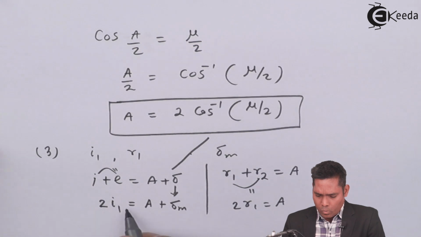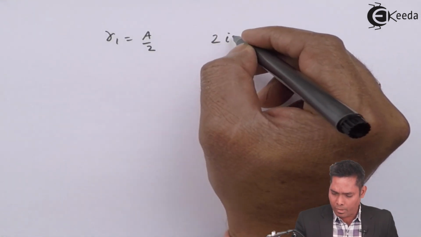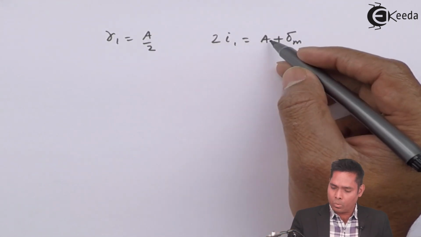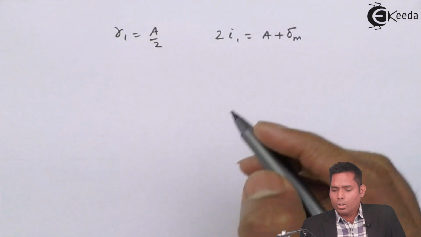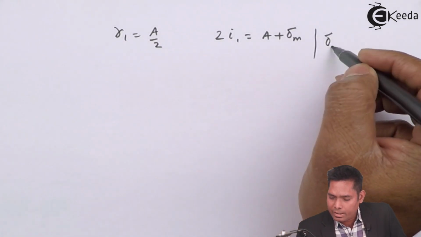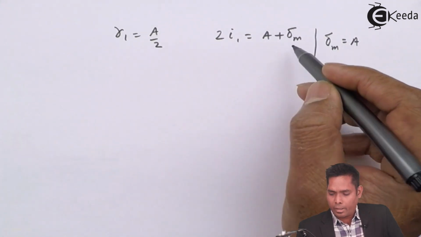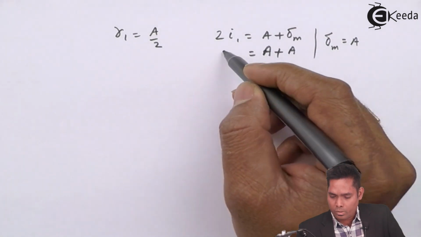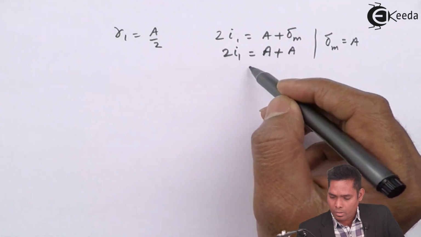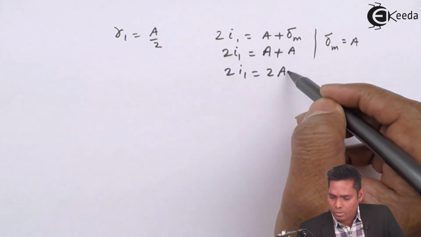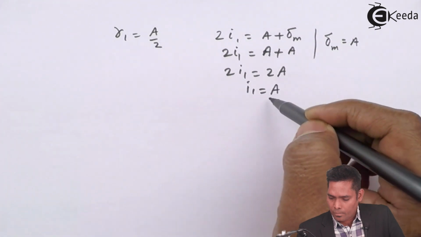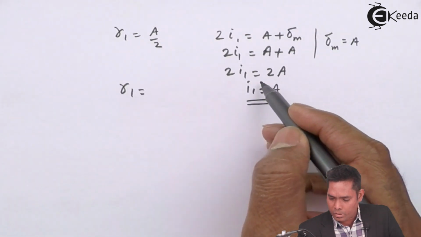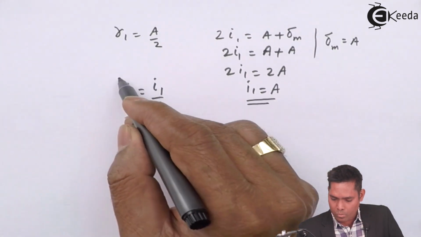And from here 2I1 is A plus delta m. But delta m is equal to A, that is given in the question. So I'll put A here. This will become A plus A, that is 2A. So 2I1 is 2A, so I1 is A. This value I substitute here, so I get R1 is A by 2, which is in fact I1 by 2.